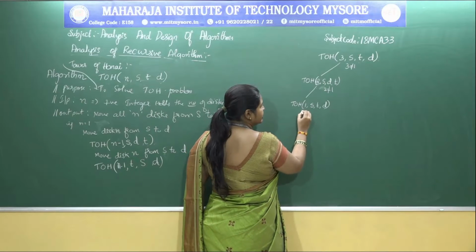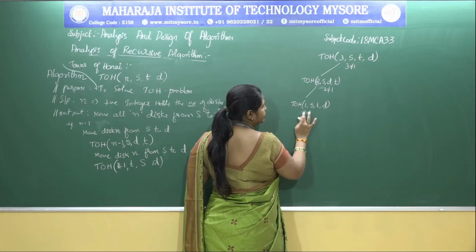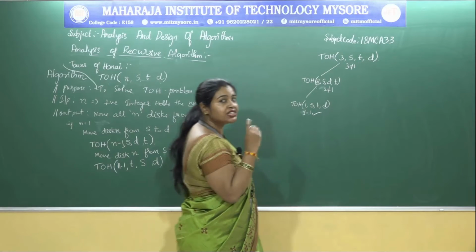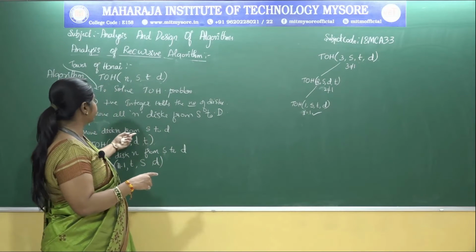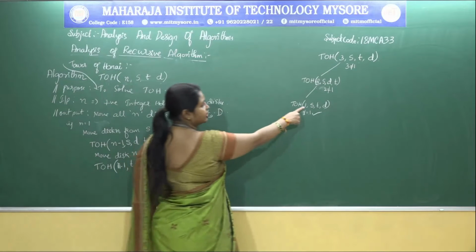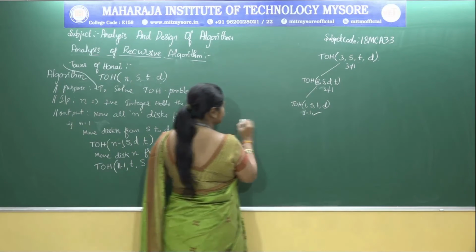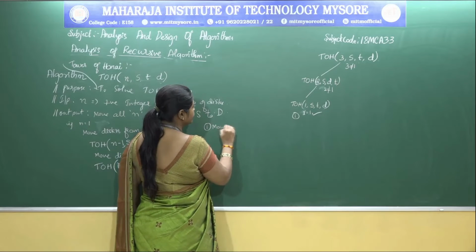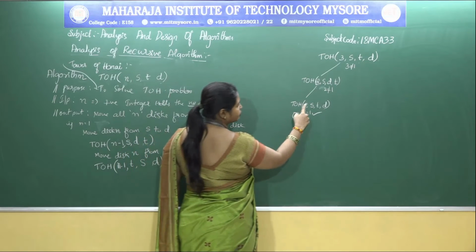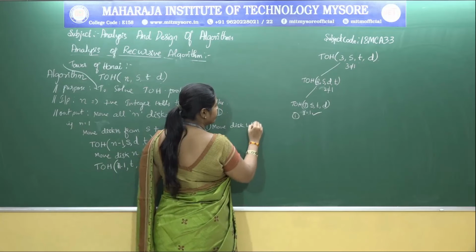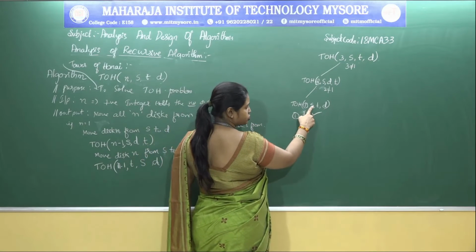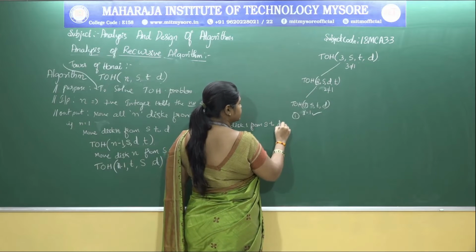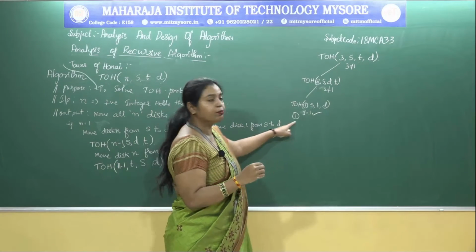Now n is equal to 1. 1 is equal to 1 is true. If it is true, what is the action? The action is move disk n from source to destination. What is n? N is 1. So the first statement to be executed is the first move: move disk number 1 from source to destination. Source is source only, destination is destination only. Therefore, source to destination. This is move number 1.